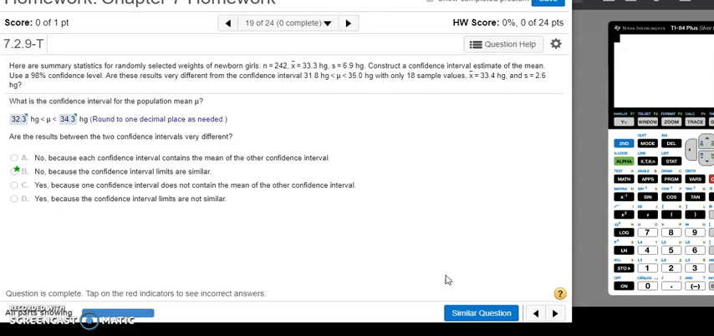Okay, so for this particular example, it's number 19 in the Chapter 7 homework. It is asking us to construct the confidence interval estimate of a mean. We talked about two different intervals.